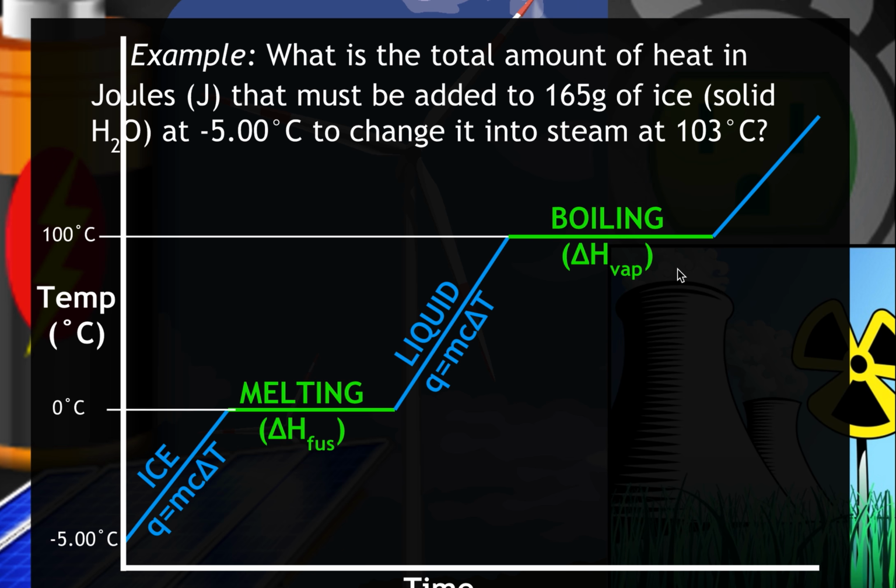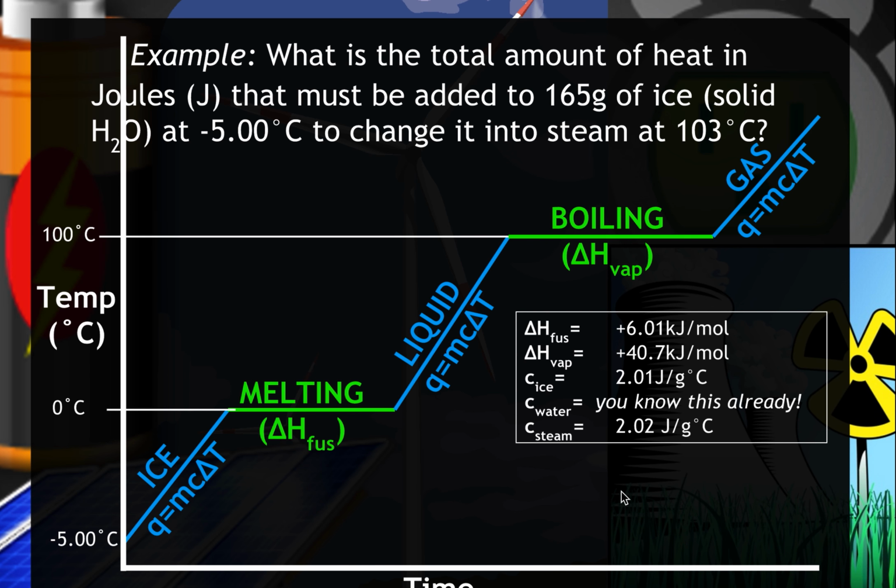The last part of the line is our gas phase. Again, same formula we've been using before. We're going to figure out the amount of heat it takes to get the mass of the water we have, 165 grams, times the specific heat of water, which you'll be given. And then the delta T in this case is we're going from 100 degrees to 103, so it's only going to be a delta T, or a change in temperature, of 3 degrees for this portion of the graph.